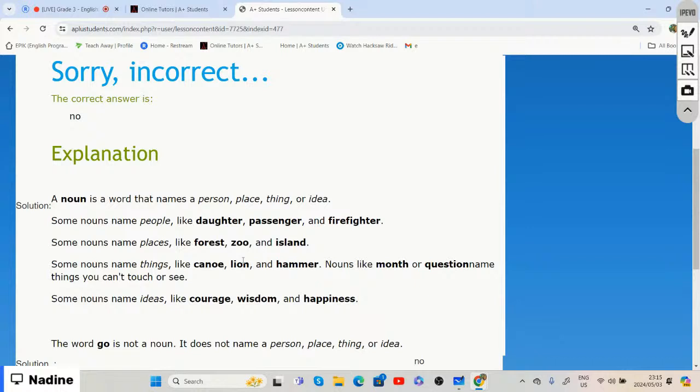So when it comes to nouns, of course, later on we will find out there are different types of nouns. You get your proper nouns, your common nouns, your abstract nouns, right? But for now, we're just going to be generalizing when it comes to nouns. And we know that a noun names a person, a place, a thing, or an idea.